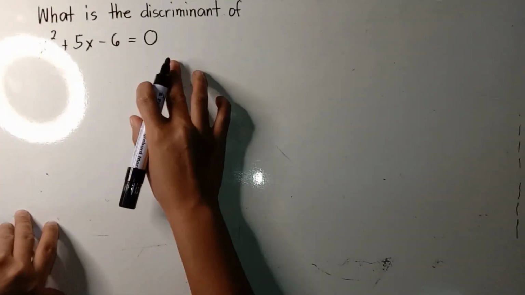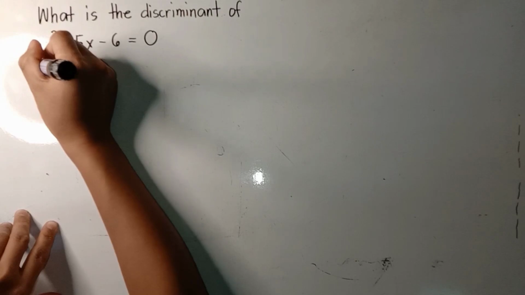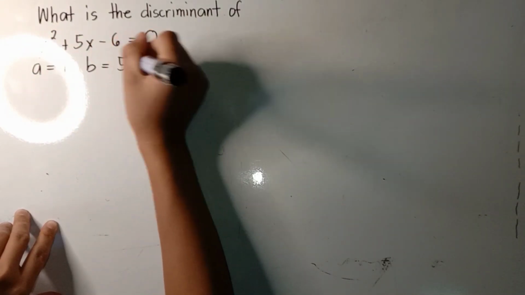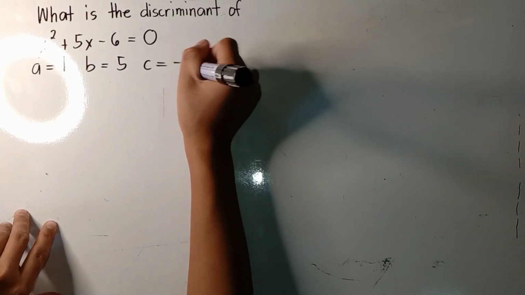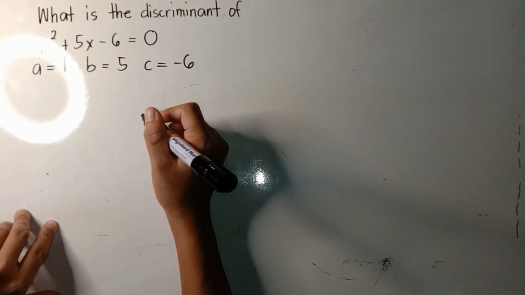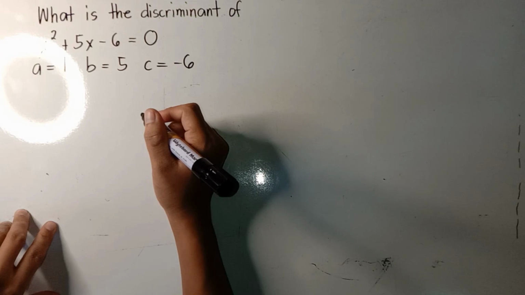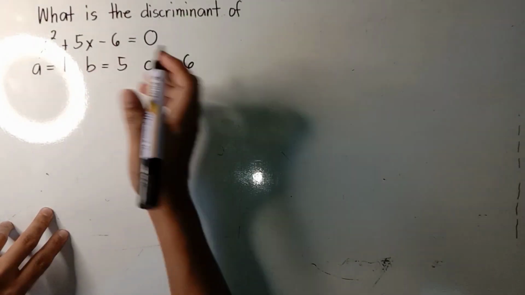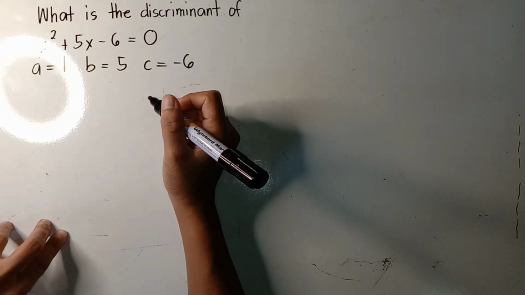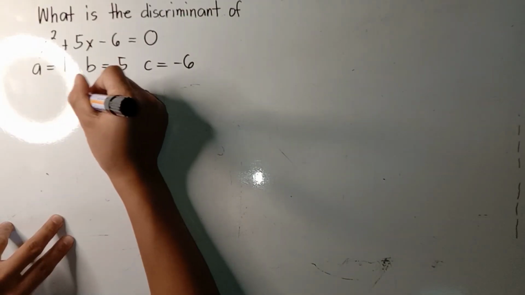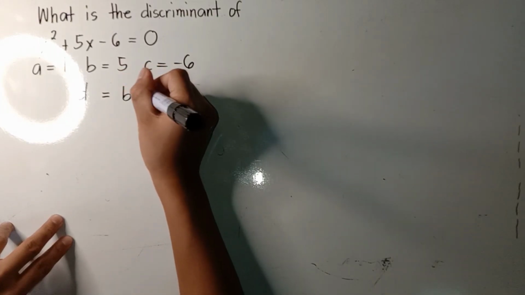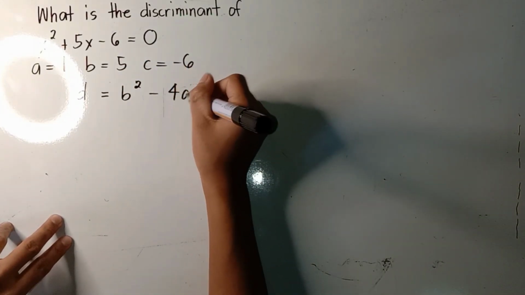So in this equation, a is equal to 1, b is equal to 5, and c is equal to negative 6. Next is we will substitute the obtained values into the formula for the discriminant, which is d is equal to b squared minus 4ac.